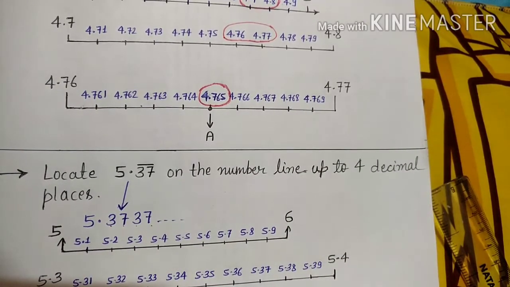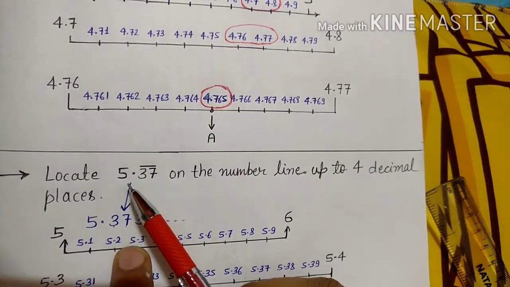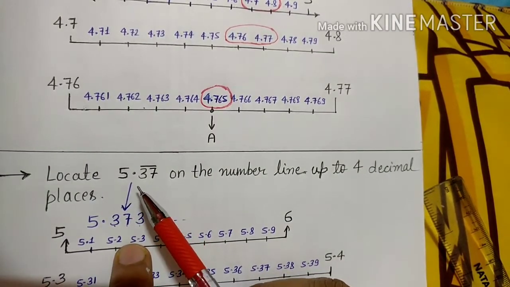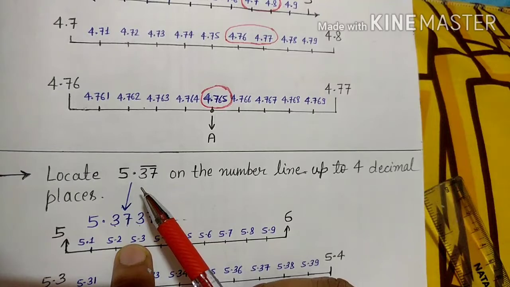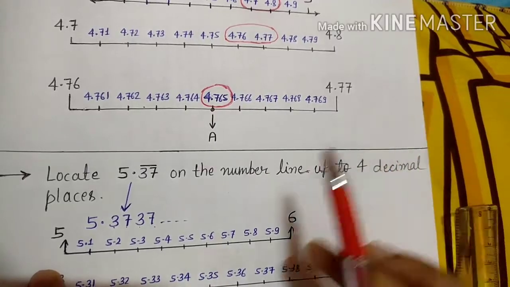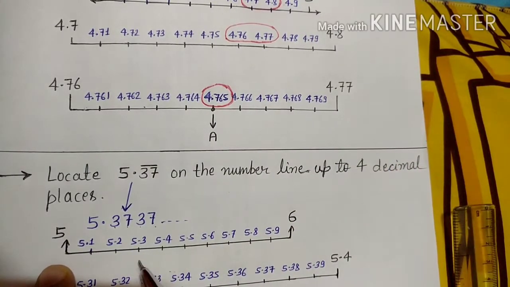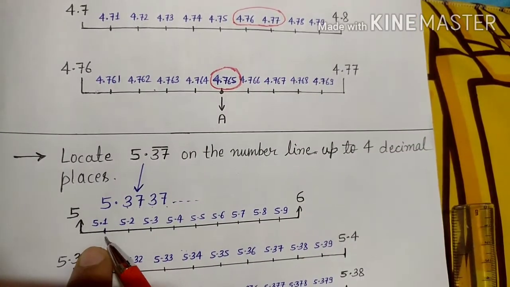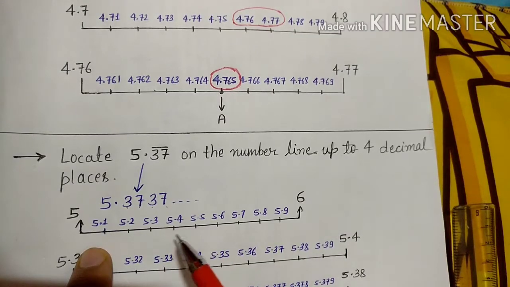So how will we do this? Again you can see 5.37 is more than 5 but less than 6. So this number will lie between 5 and 6. We have divided the parts between 5 and 6 into 10 equal parts, each mark being 5.1, 5.2, 5.3 and 5.4 and so on.